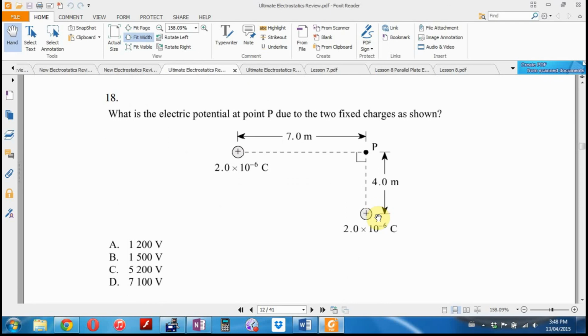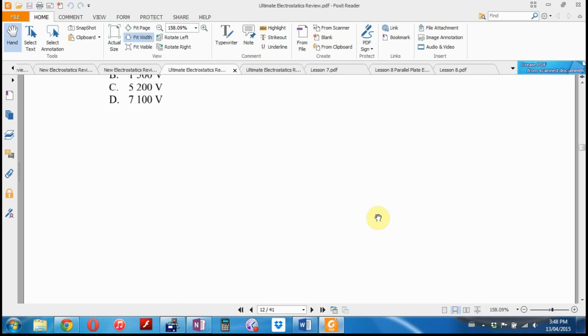I like number 18. Mr. Dueck, that has vectors. No, what's it asking you to find? Voltage, scalar or vector? Don't you worry about the angles. They gave you the distances. That's all you need.